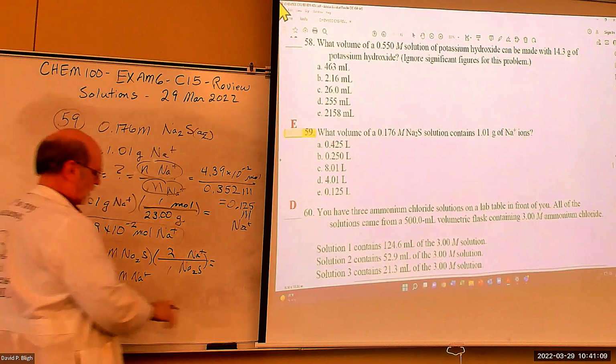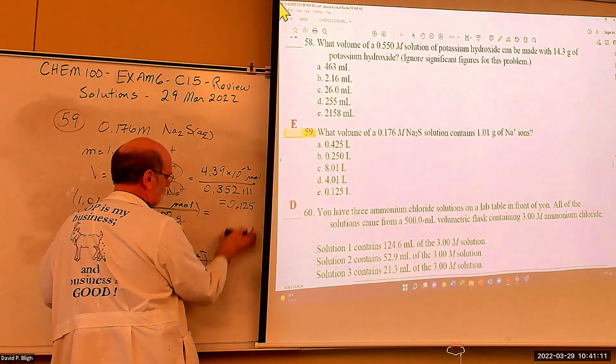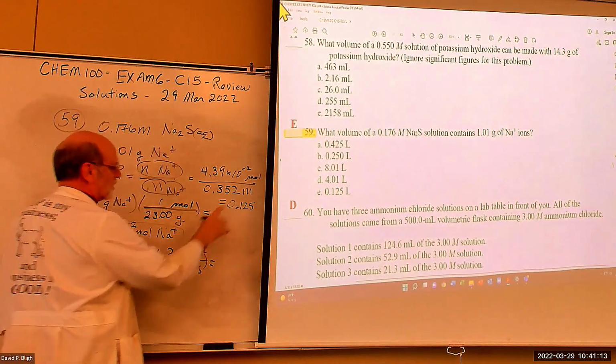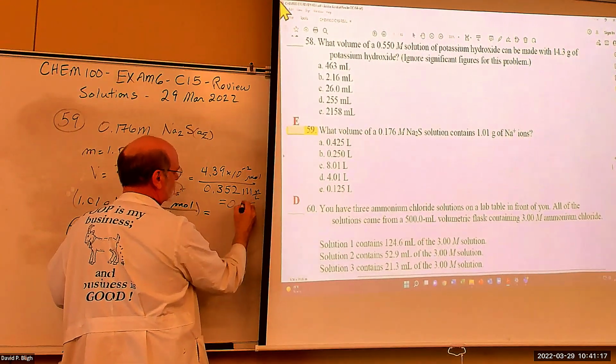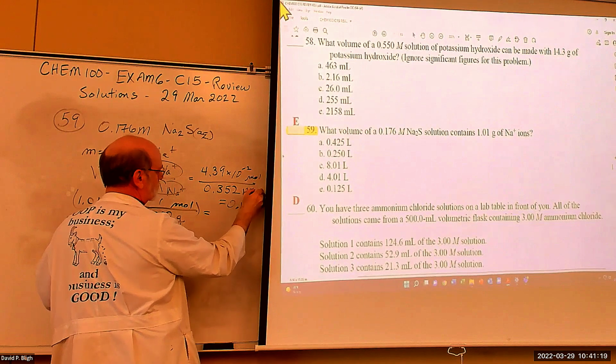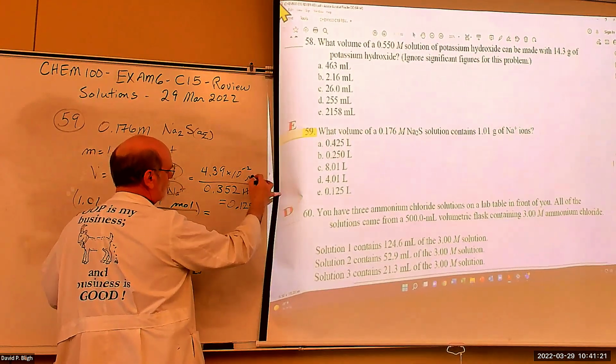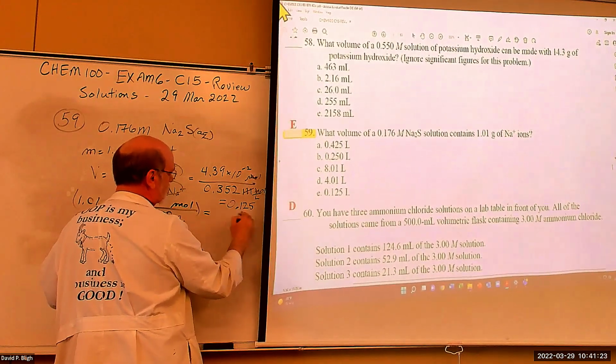Volume. I'm not paying attention to my units. This is moles per liter, so moles cancel, liters goes up. There we go.